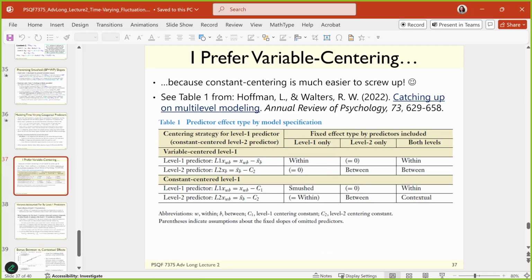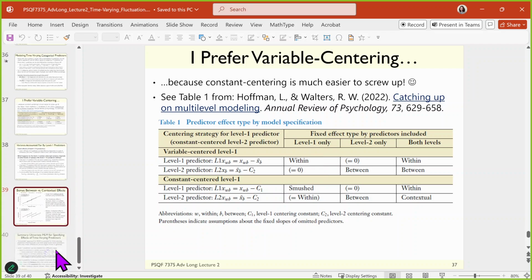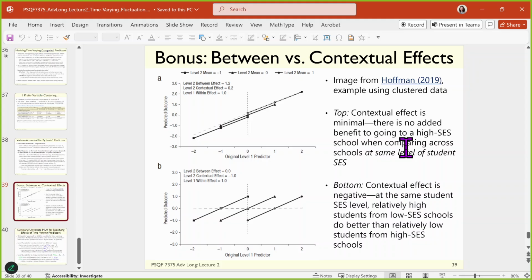Let me show you an example, skipping around the slides a little bit. This is from a different paper that I wrote where some of the reviewers were like, why does it matter if you call it between instead of contextual? Aren't they synonyms? Nope. So this is slide 29 here.